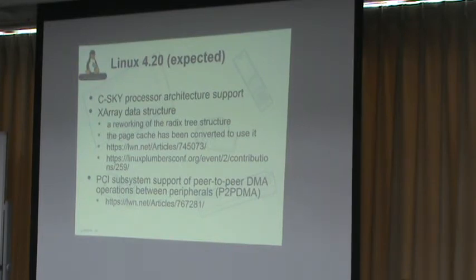Another really interesting thing, I'm not sure how much this will help for embedded, is the PCI subsystem has added peer-to-peer DMA support. So you do not have to move your data from one device through the CPU and then back out to another device. You can go straight from one device to a separate device through the PCI fabric. So if you're using PCI, this could be useful for you.